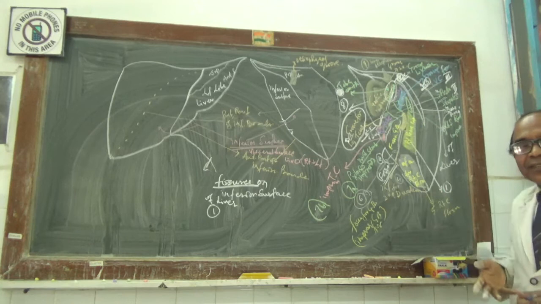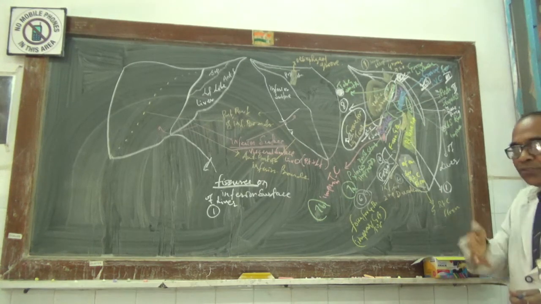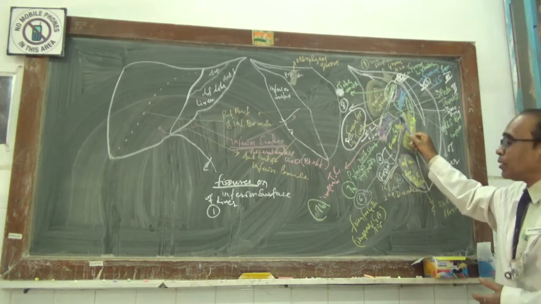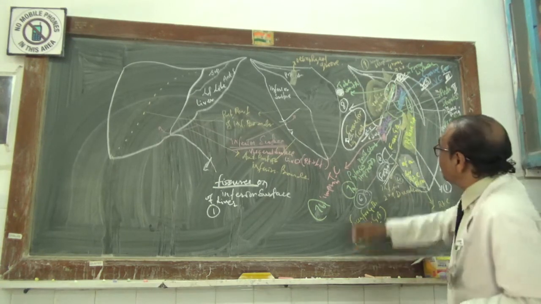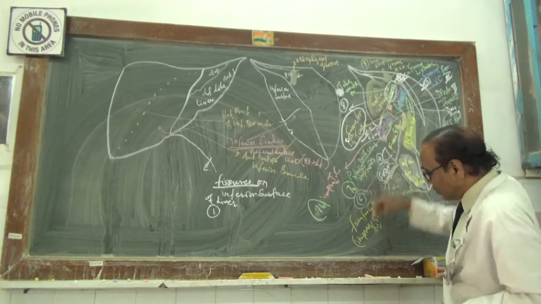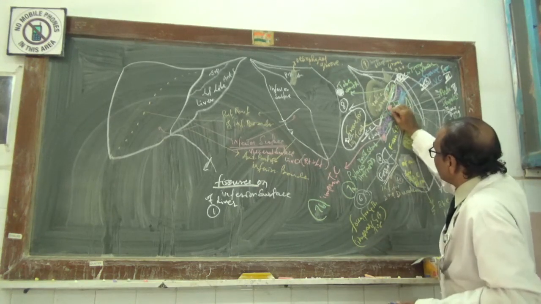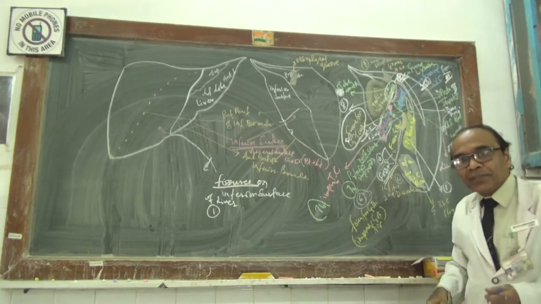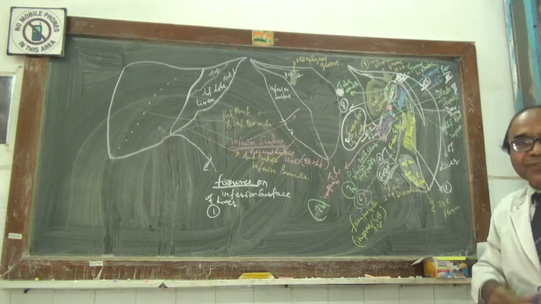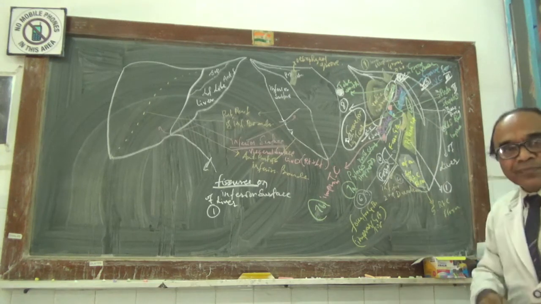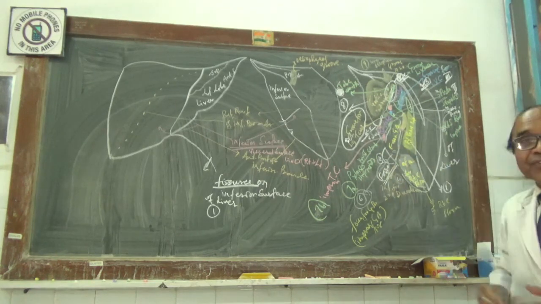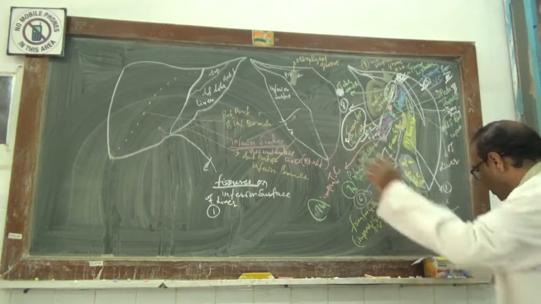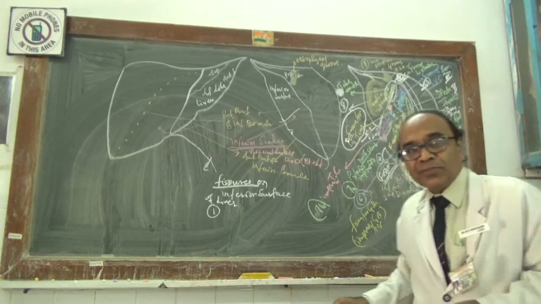Now these things are there, just one behind the other. In this part, you have the porta hepatis, hepatic artery, portal vein, bile duct. So these are how they are placed. After having had this, now you will be going to study the ligaments of the liver.